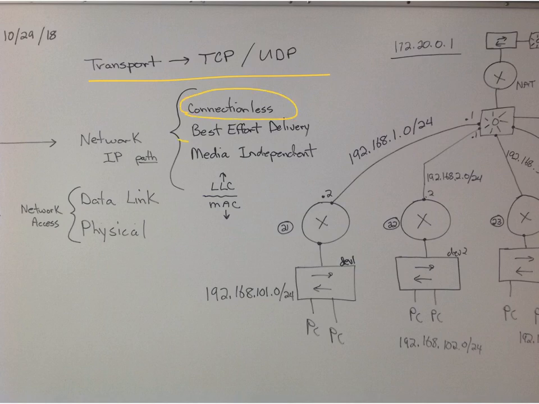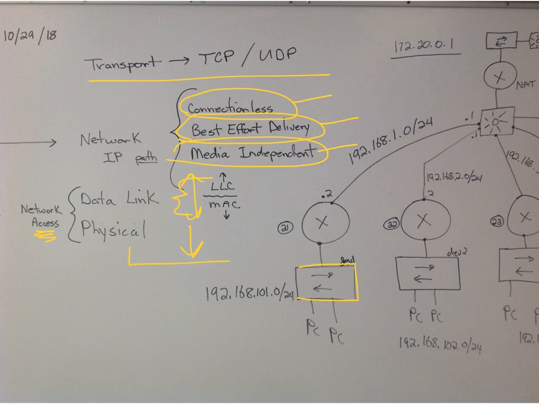You should understand what these things mean: connectionless, best effort, media independent. I just mentioned these two on the other screen. We have the network access layer, in which the MAC address is used. These two make up the data link layer. The MAC address is used to connect to some device like a switch. The logical link control connects us into the network layer.